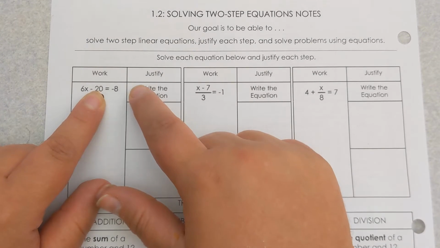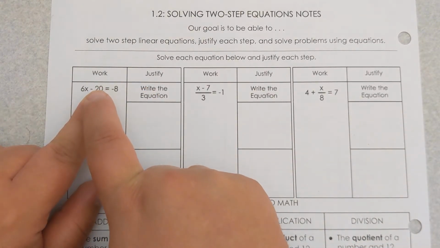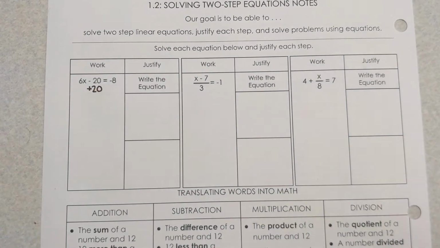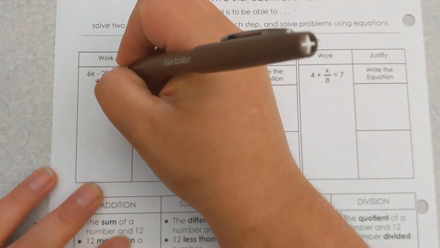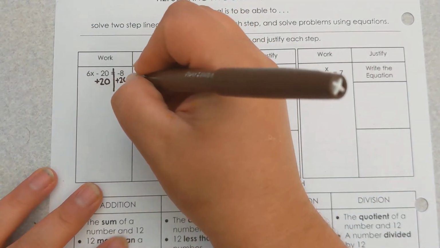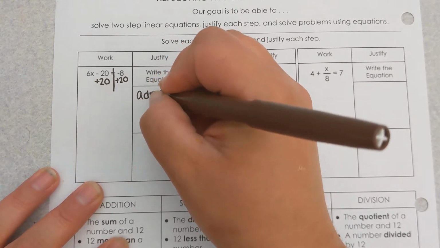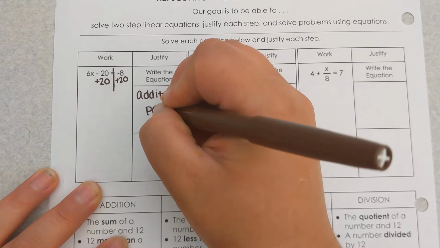So first of all, here we have our first equation. Because of this minus 20, we're going to get rid of it first because it's the furthest away from x. The opposite of minus 20 is plus 20, so we're going to start by doing that. And then I'm going to draw what I call the equation wall, and we have to do that plus 20 on both sides. Okay, so we are using the addition property of equality.